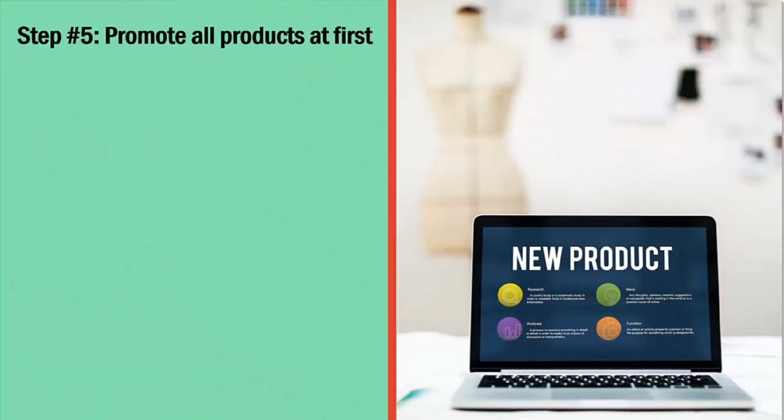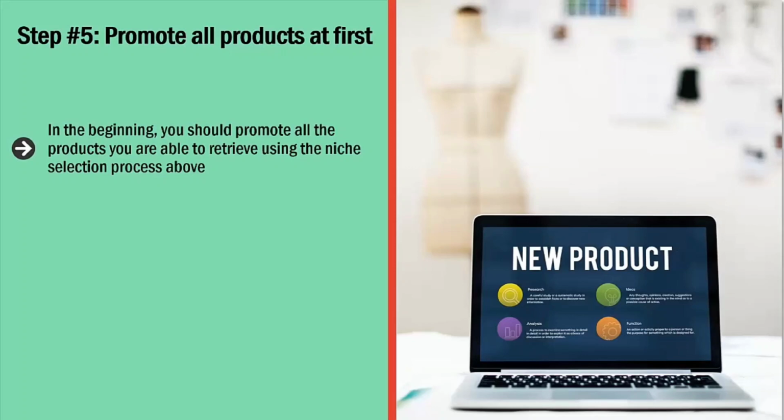Step number 5, promote all products at first. In the beginning, you should promote all the products you are able to retrieve using the niche selection process above. Your strategy is pretty straightforward at this point. Promote all the products on your site first and pick the top 3 winners.